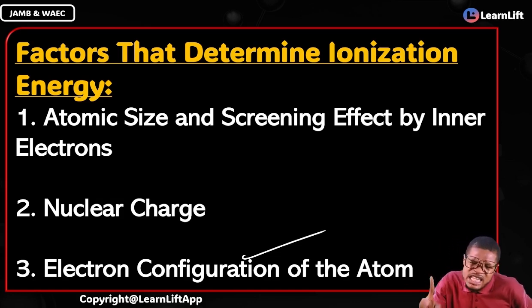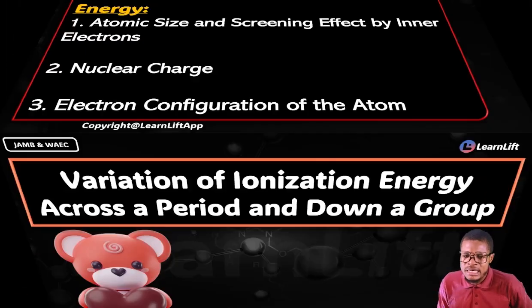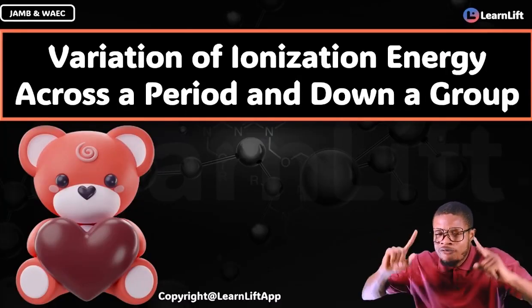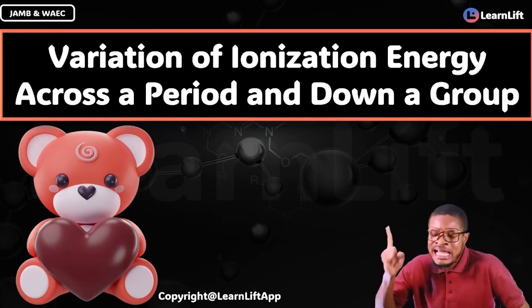Does it make sense? If you get this very fast and you are sure you understand this, please, for the last time, what is the variation of ionization energy across a period and down a group?